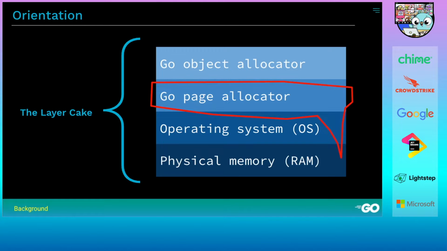So to start with, we're going to talk a little bit about the operating system. And we've already touched on virtual memory, so that's why it dips down into the physical memory layer, this little drawing. But we'll be primarily talking about how the runtime manages free pages. And we call that the Go page allocator. We on the runtime team call it the Go page allocator.